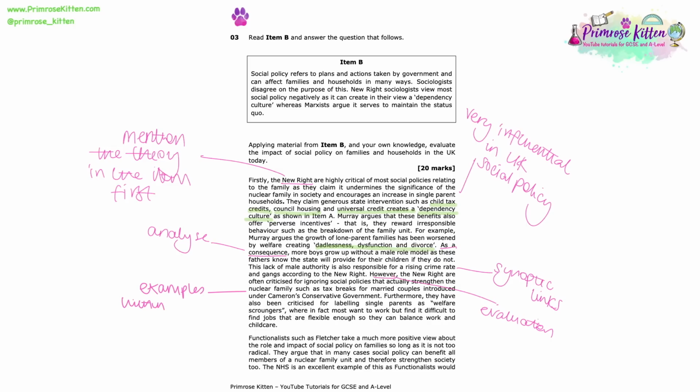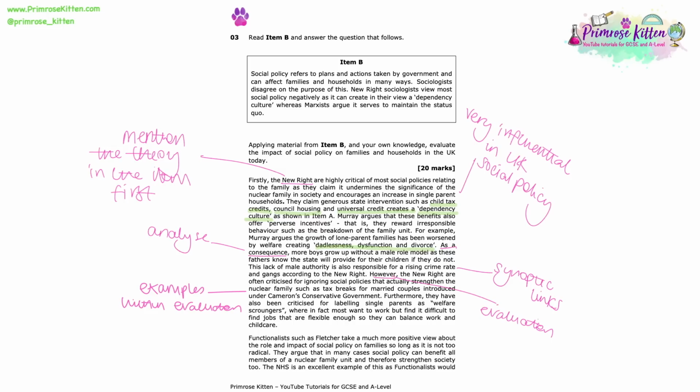Furthermore, I also think students are quite often reluctant to add more than one piece of evaluation. But if you have got an argument like the new right in front of you, who really do have such big opinions about social policy and the welfare state, then it is absolutely fine to criticise with more than one point to expand on your evaluation. They've also been criticised for labelling single parents as welfare scroungers, where in fact most want to work but find it difficult to find jobs that are flexible enough so they can balance work and childcare.